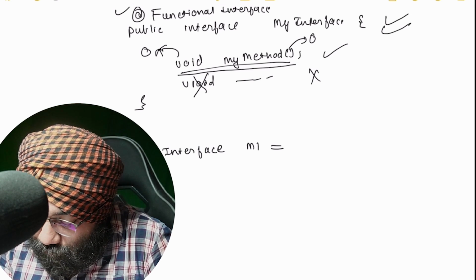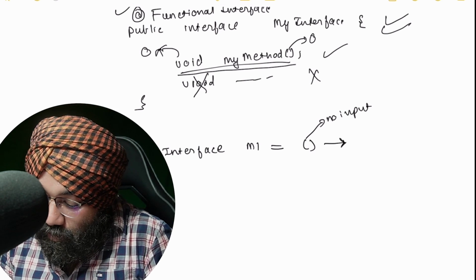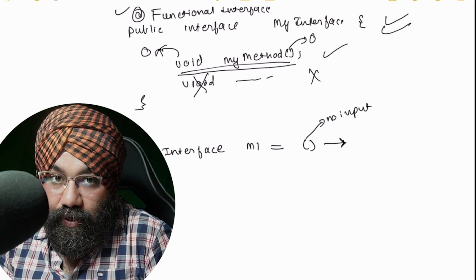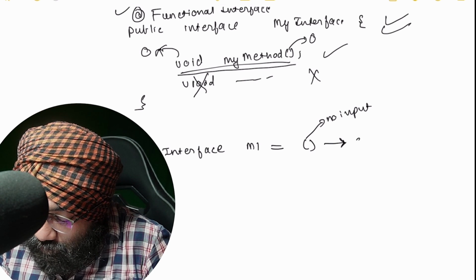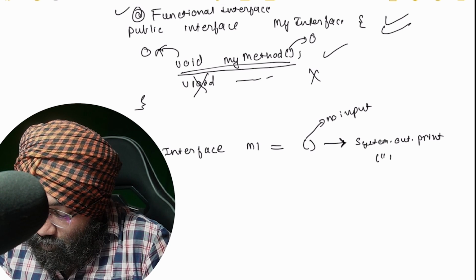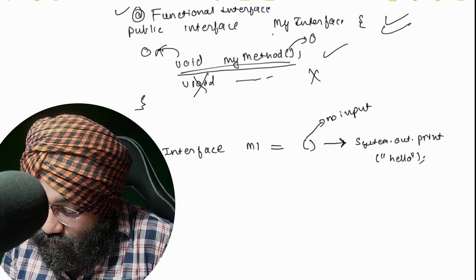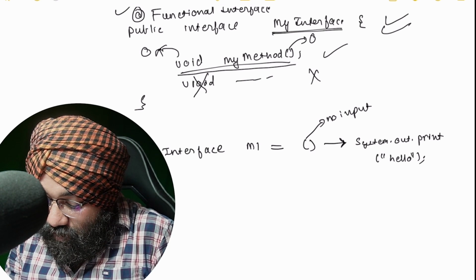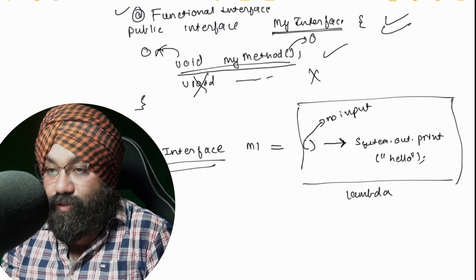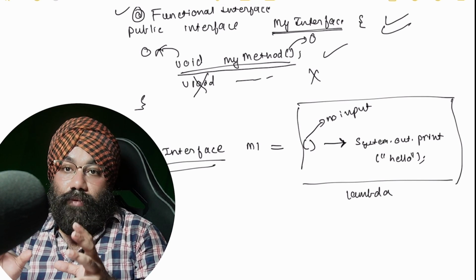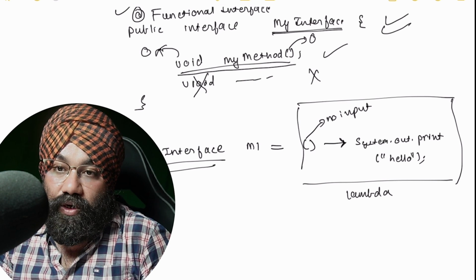Let's see how. So what you can do is no input, because our abstract method doesn't take any argument, and since it doesn't return anything, you can give any implementation that you want. So I am doing a simple print operation, hello. Okay, so now this interface, MyInterface, is represented with this lambda expression. This is the relationship between a functional interface and a lambda expression. So let's see some actual code examples for this.